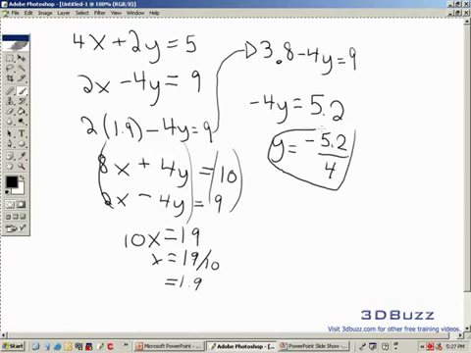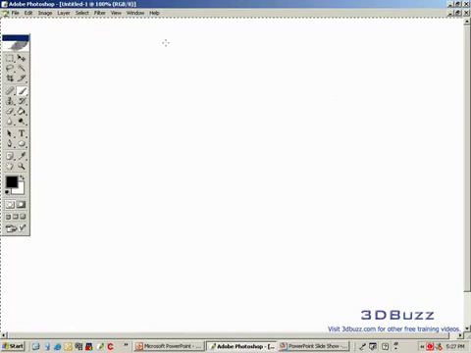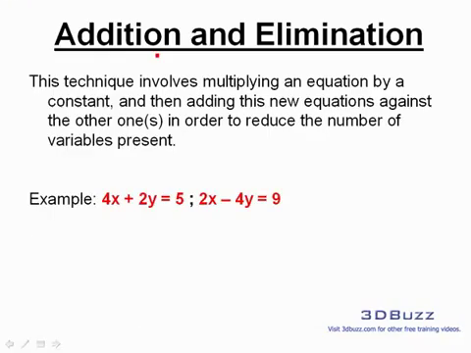And I'm not going to, but if you wanted to test that this makes sense, you could plug both of these values into the first equation and make sure it works. It should work in the second, because that's how we solved it. So if you plug x and y into the first and you get 5, then you know we solved properly. Okay, so that's the addition and elimination method. You'll see how we added two equations to reduce the number of variables by 1, by getting rid of y.